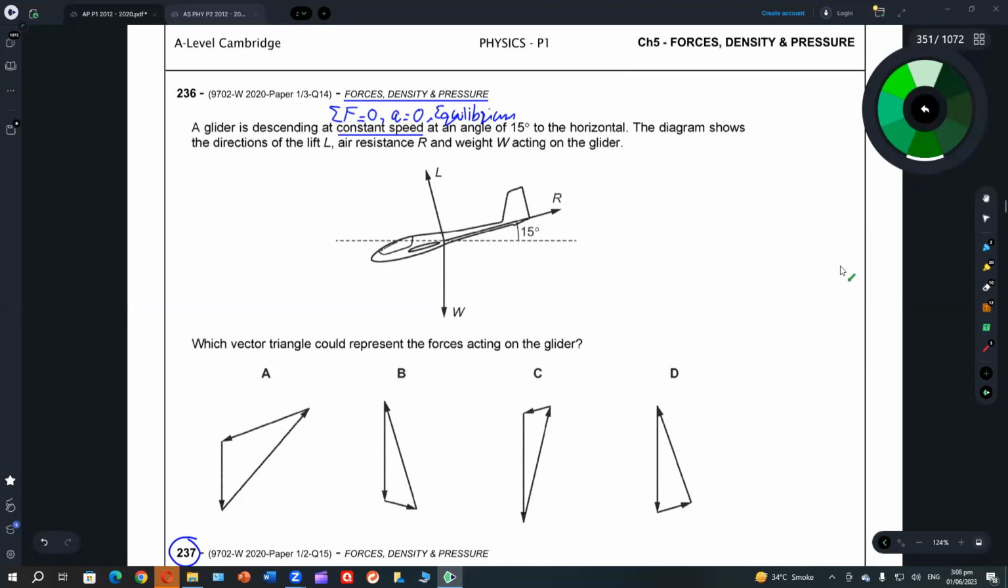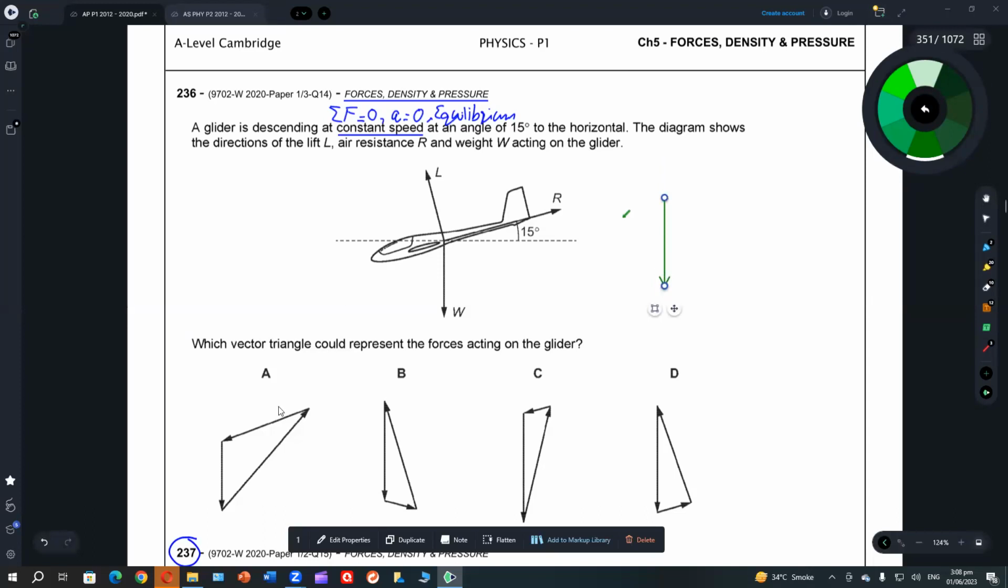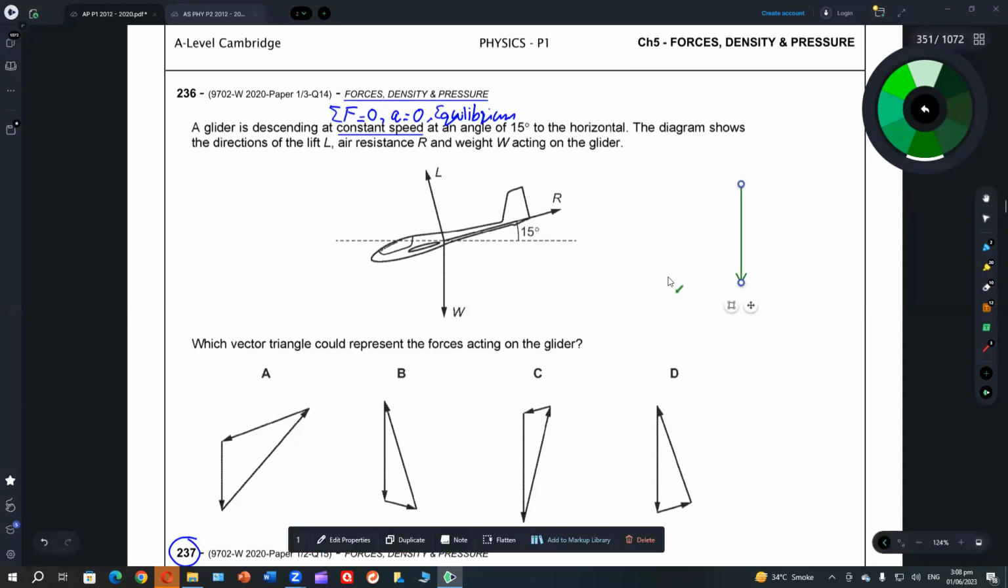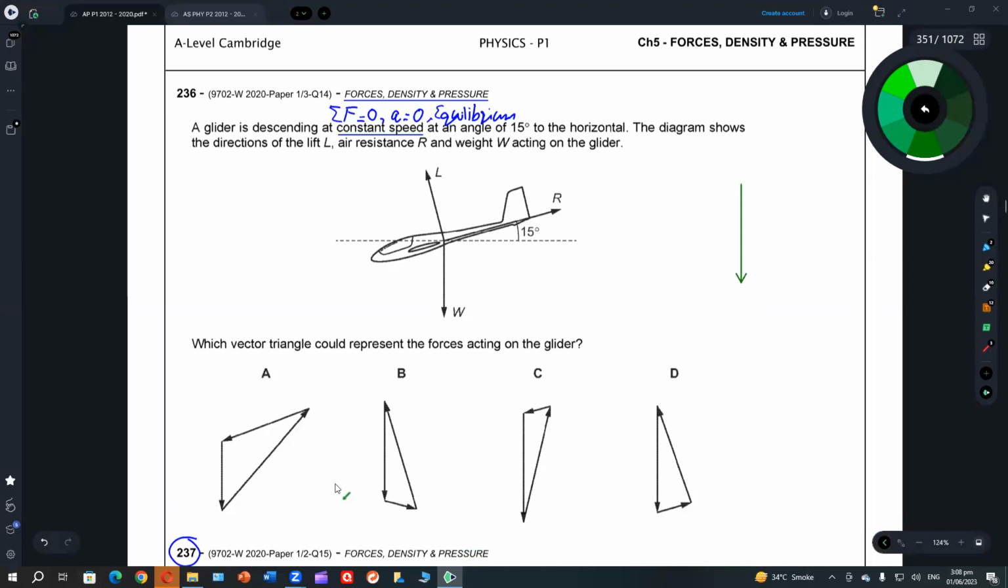The head-to-tail rule is for addition of vectors. I'm talking about the triangle rule. If there are three forces acting and the object is in equilibrium, when you join them head to tail, you will get a triangle. So I'm joining them.